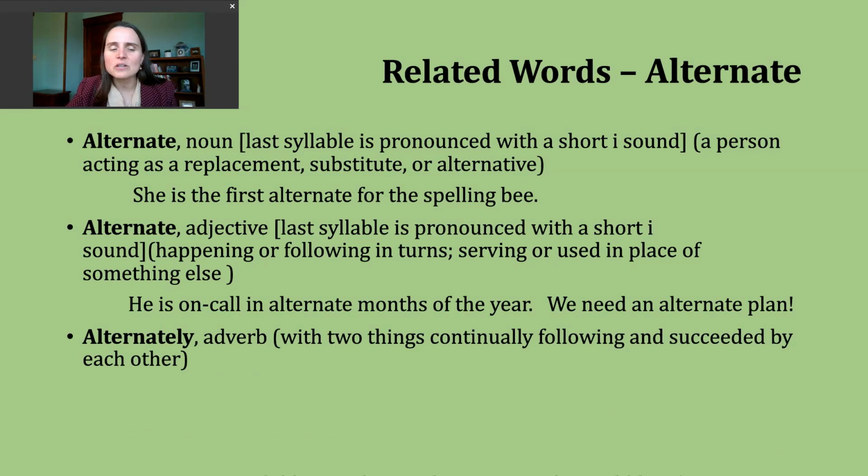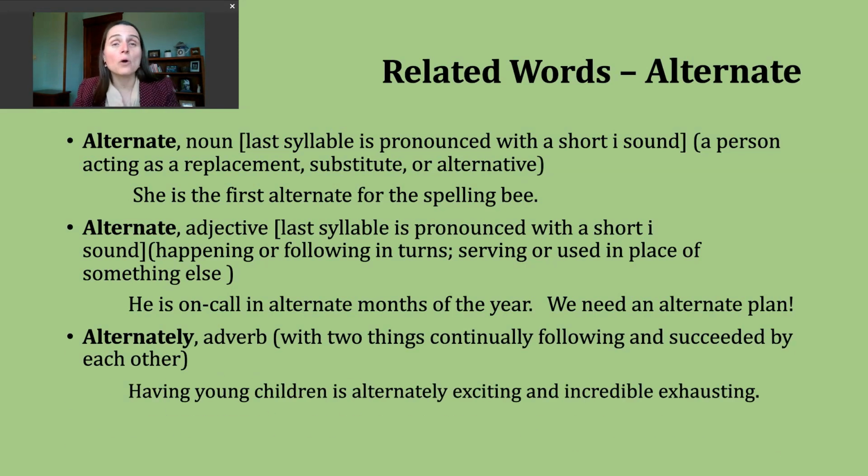One last word for us to look at today, it's the adverb alternately. So notice I'm keeping that same short I pronunciation in the second to last syllable. I've just added the ly suffix, which is commonly used to make an adjective an adverb. The adverb alternately means that we're describing two things that are being done, following and succeeding each other. An example of this might be, having young children is alternately exciting and incredibly exhausting.